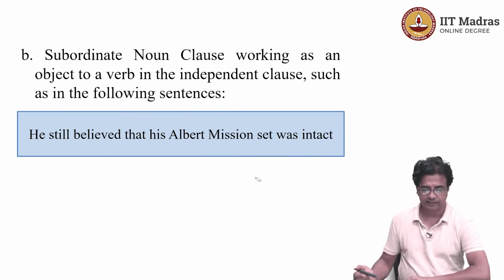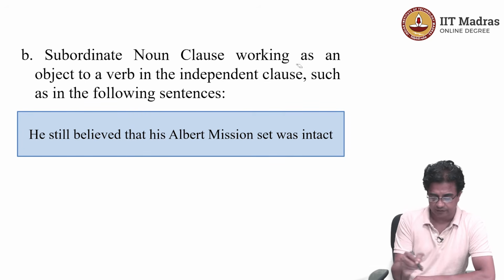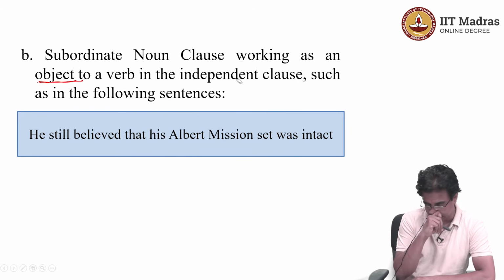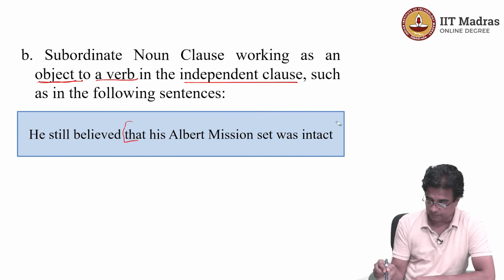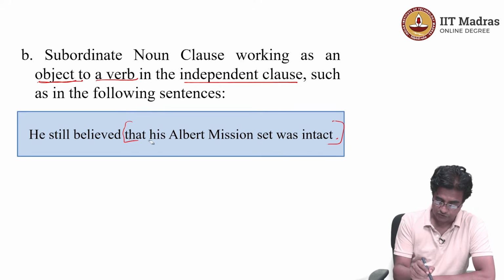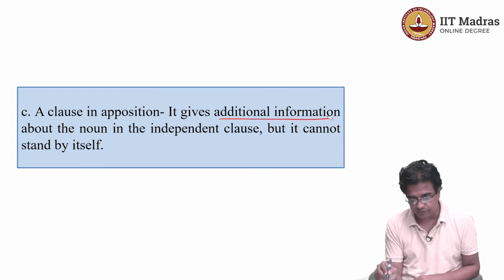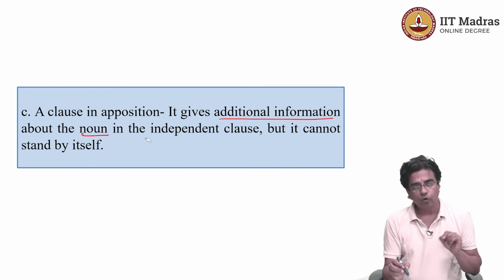complex sentence. So here look at how an example shows that a subordinate clause is working as an object to a verb in the main clause. He still believed that his Albert Mission School was intact. So this whole clause is the object of the verb believe, which is a transitive verb. A subordinate clause can also give additional information about the noun in the independent sentence or about the verb also.